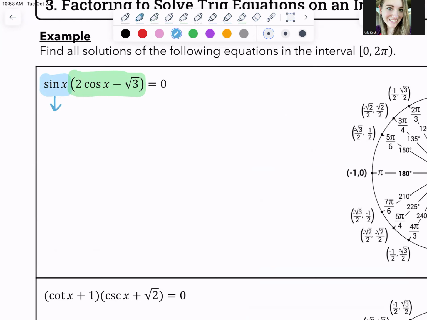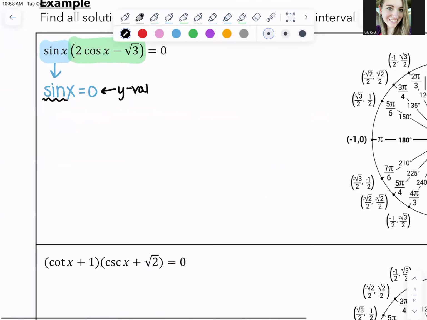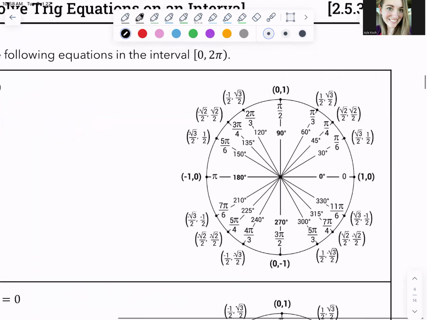Let's try this again. So the first one, we'll let sine x be equal to 0. That is a y value, right? A y value. So we're looking for the places on the unit circle where the y value is 0. It's a y value because sine represents y values. So where on the unit circle is the y value 0? Well, let's look over here. That's right there at pi, and it happens over here at 0.